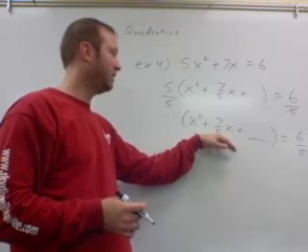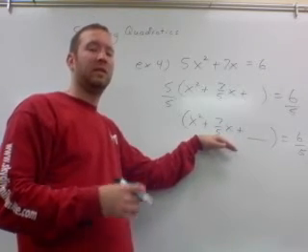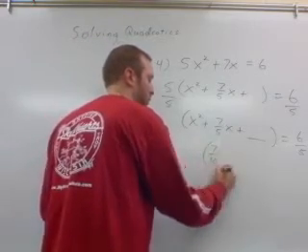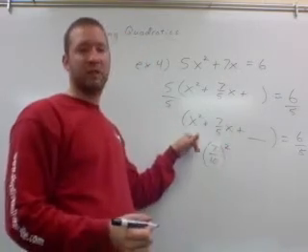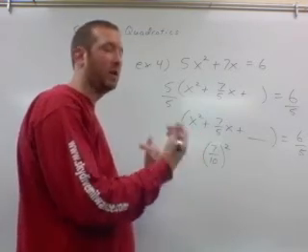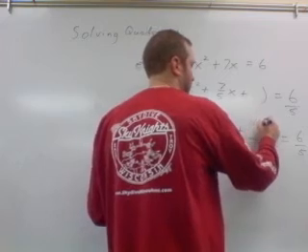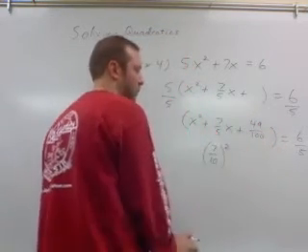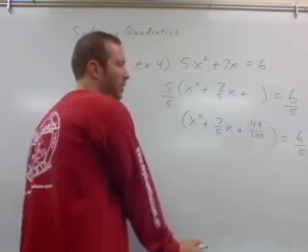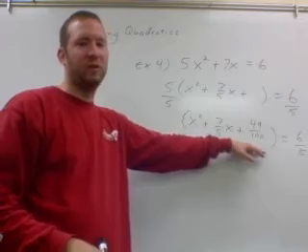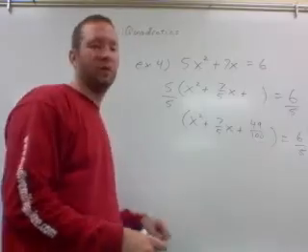All right. Again, to complete the square, I have to take half of 7/5. So half of 7/5 is 7/10. And 7/10 squared, square the 7 is 49, square the 10 is 100. So this is 49/100. Alright, again remember, whatever I do to one side, I have to do to the other. So since I added 49/100 here, I have to add 49/100 to the other side.